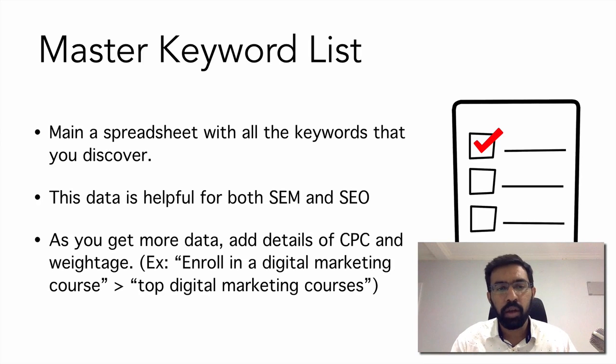So for example, if you consider two keywords, a keyword called enroll in digital marketing course versus top digital marketing courses, you can understand that someone searching for enroll in a digital marketing course is probably in a much closer state to buying or enrolling in a digital marketing course than someone searching for just top digital marketing courses, because someone searching for top digital marketing courses is just in a research stage, right? So obviously certain keywords will have more competition and more CPCs, but you will also discover that certain keywords are more likely to convert into customers than other keywords.